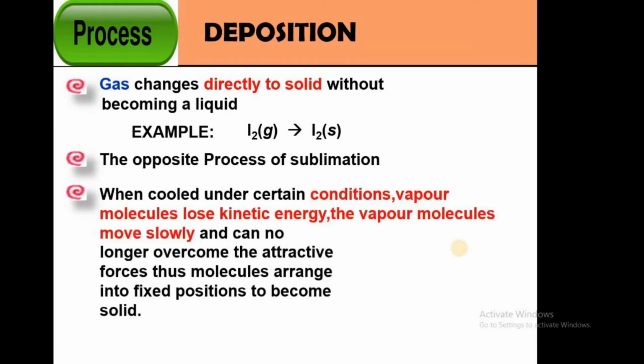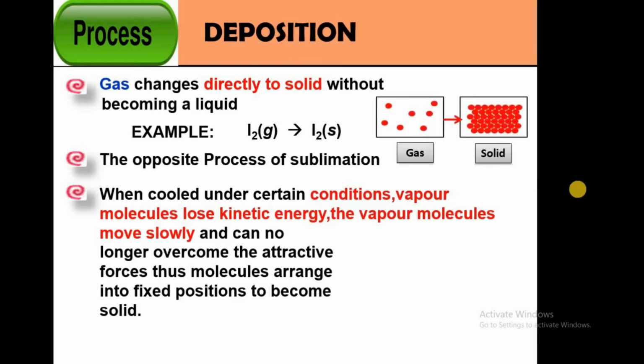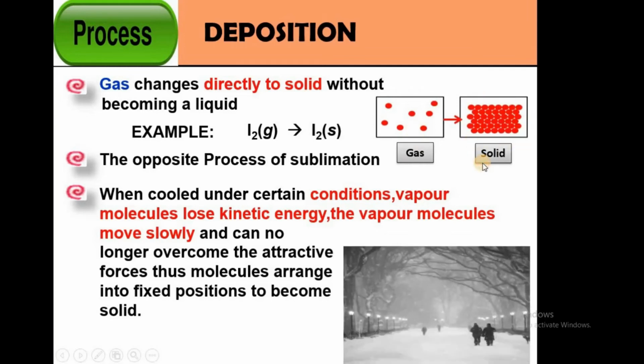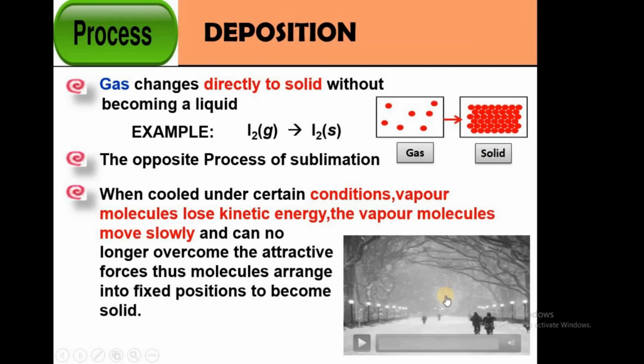When we cool under certain condition, vapor molecules lose kinetic energy and move slowly. So they can no longer overcome the attractive forces and the molecules arrange into a fixed position and become a solid. This is a figure of molecular arrangement when gas becomes a solid. Now, I will show you a video about deposition process.